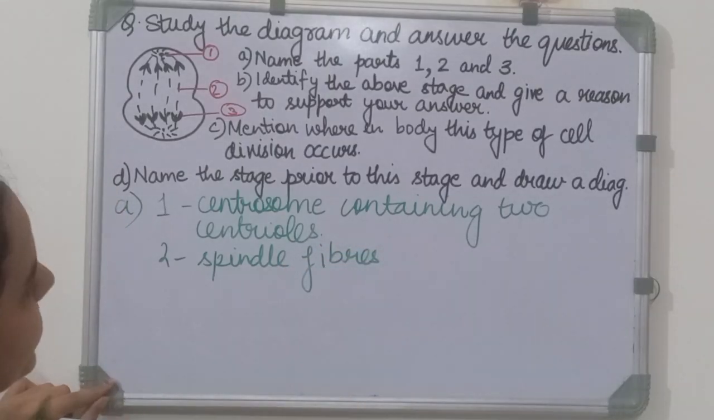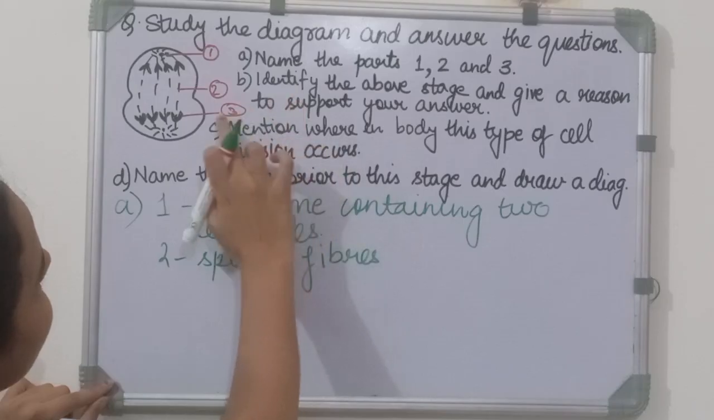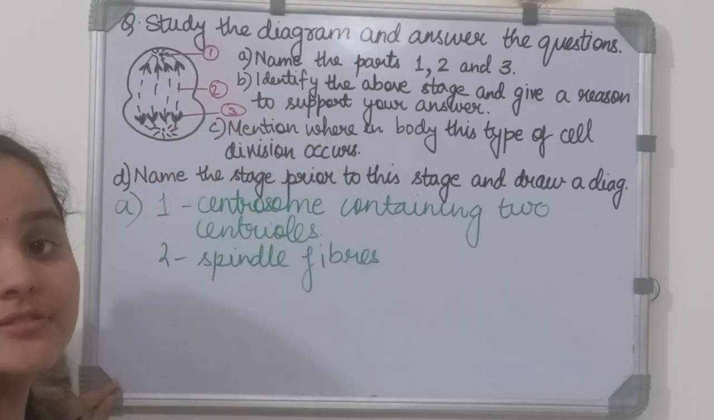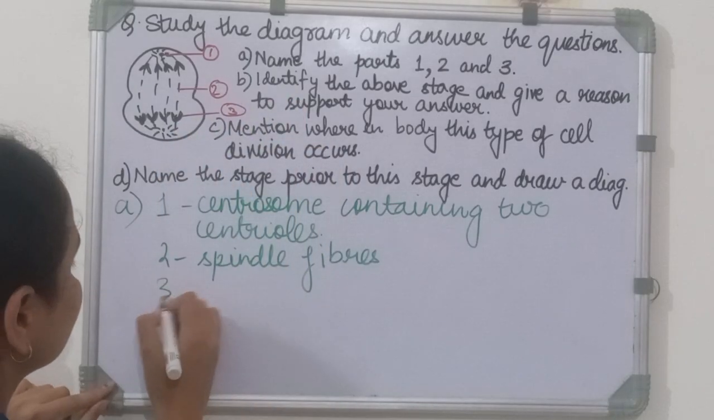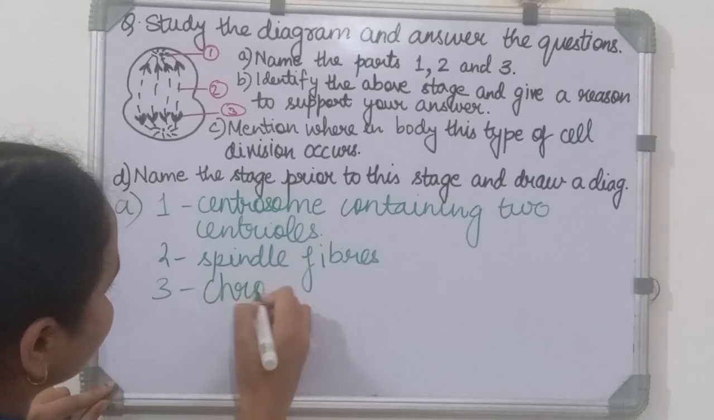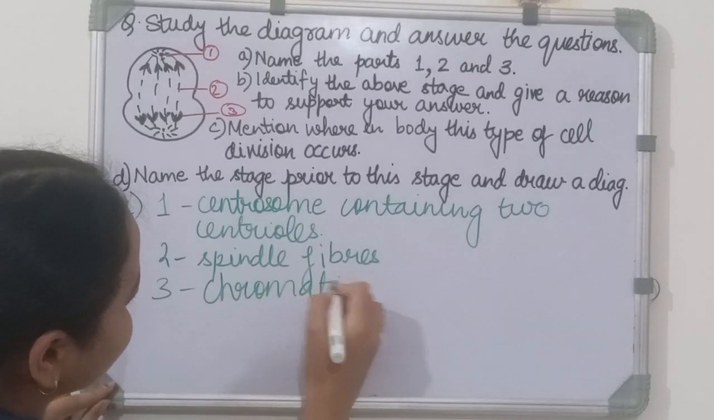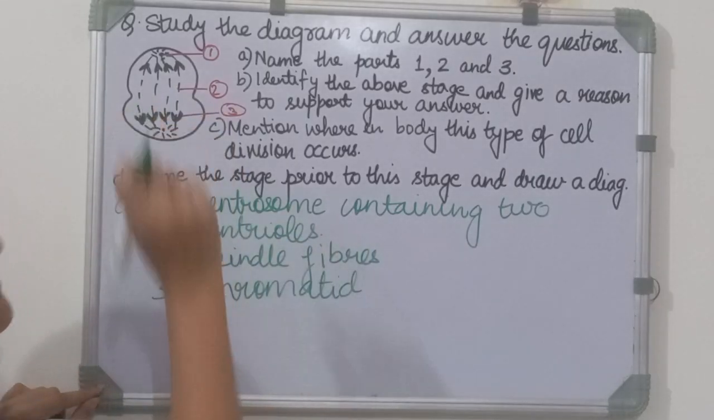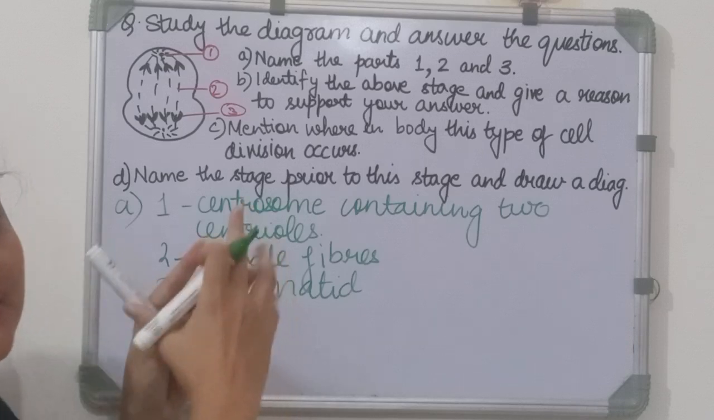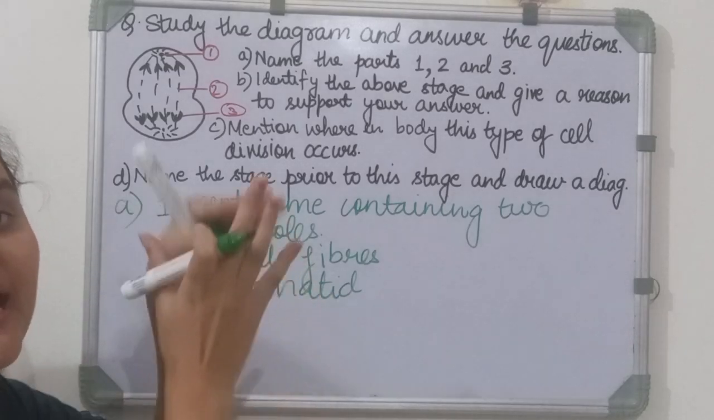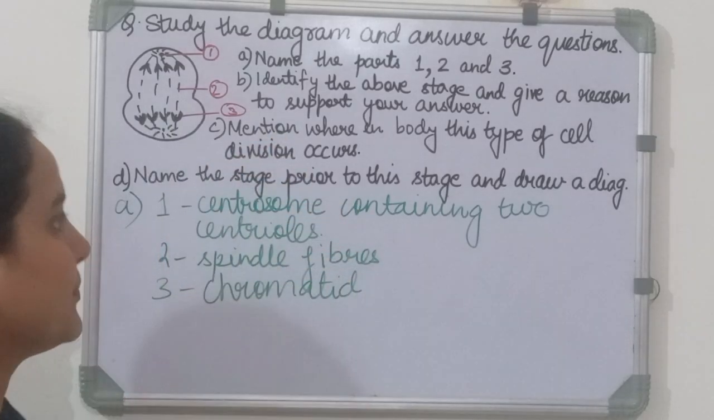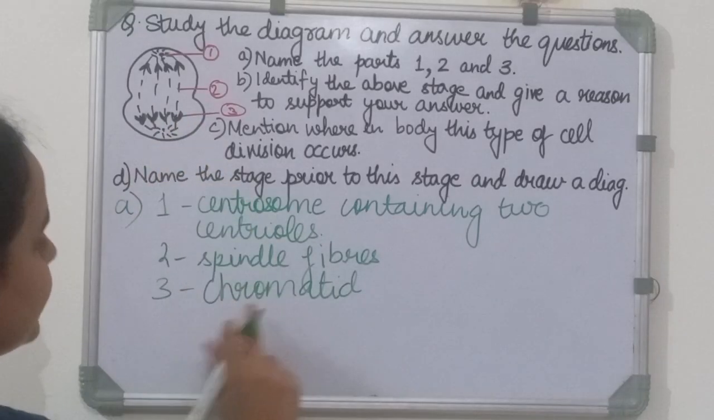Now next, part 3. Part 3 is chromatids. So part 3, chromatid. Okay, so we can see in this given diagram that the sister chromatids had separated and they are moving towards the opposite poles. Okay, so part 3 is chromatid.